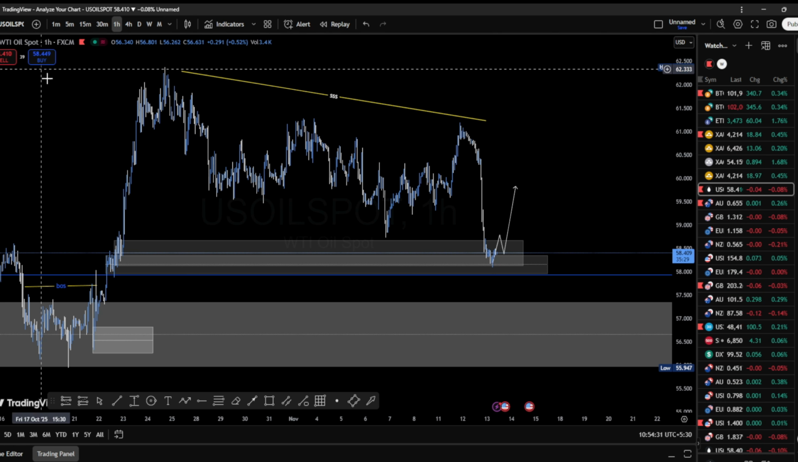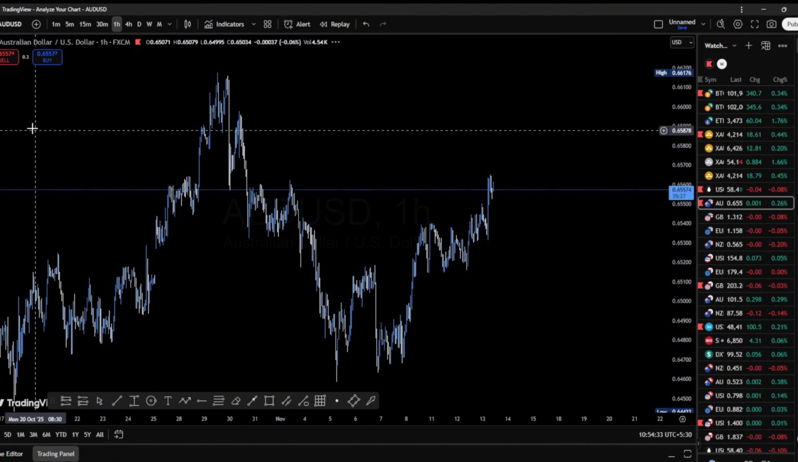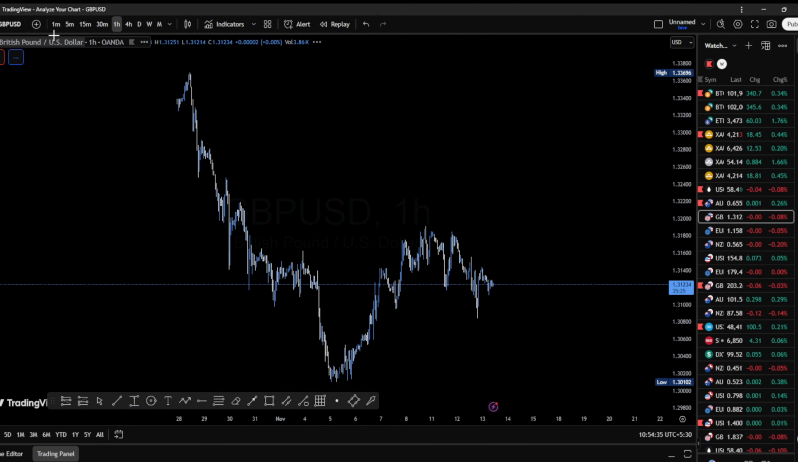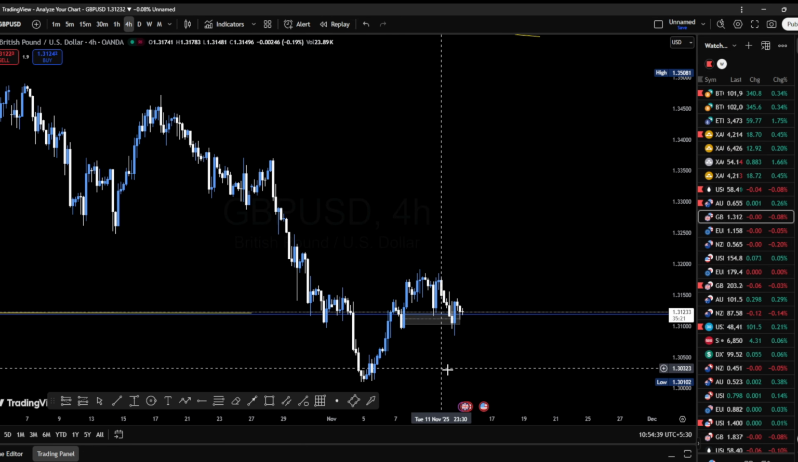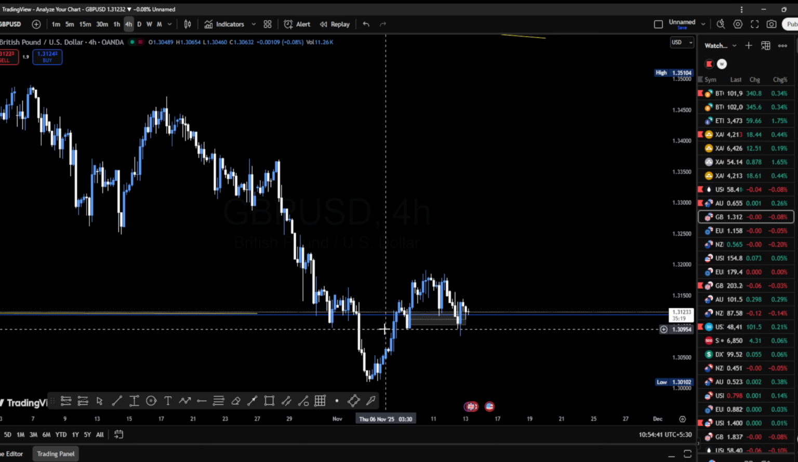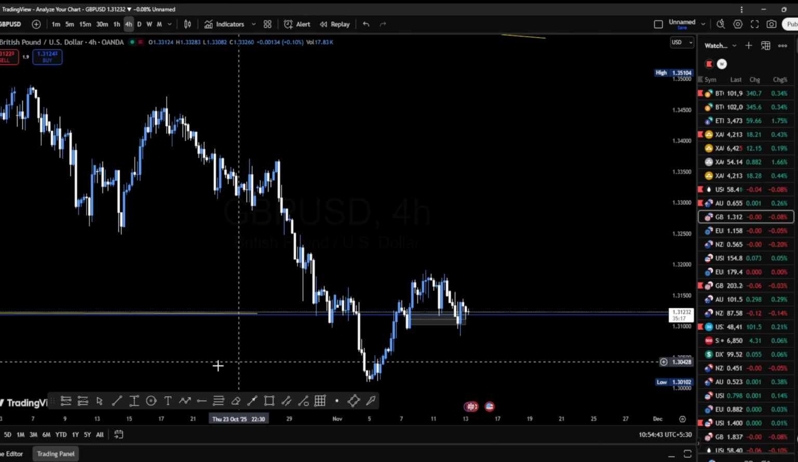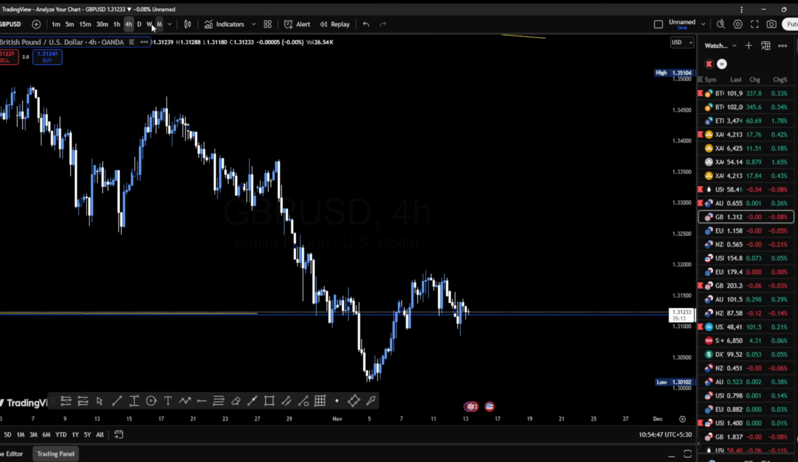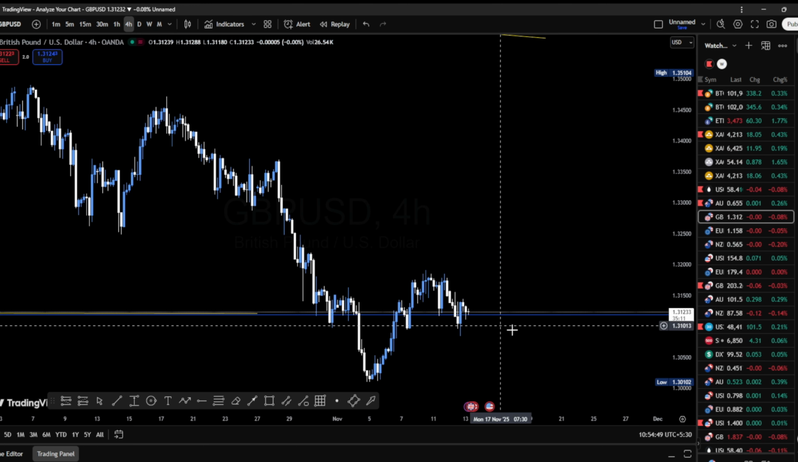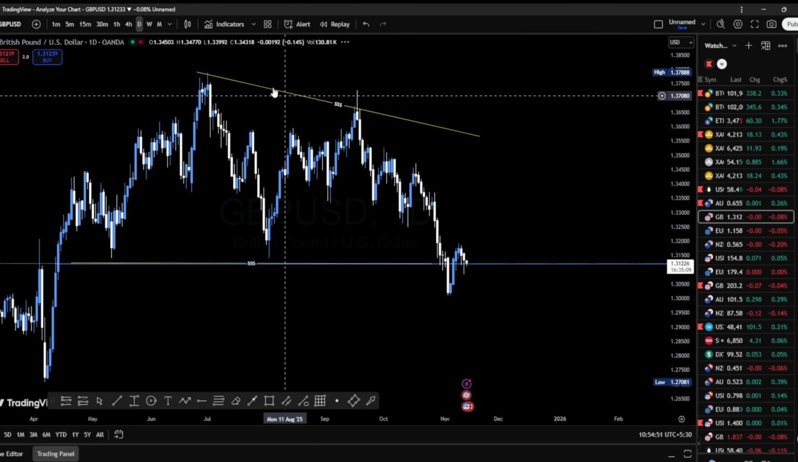This is for US oil. Let's talk about ZEU. In daily time frame we can see market is trying to go upside. This is the zone, a little bit messy, but let me show you. In 4 hour time frame, yeah, it's not daily time, it's 4 hour time frame.